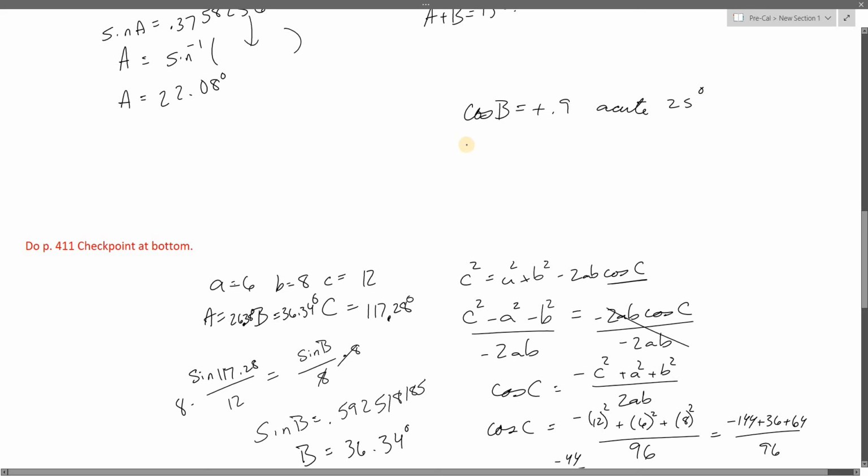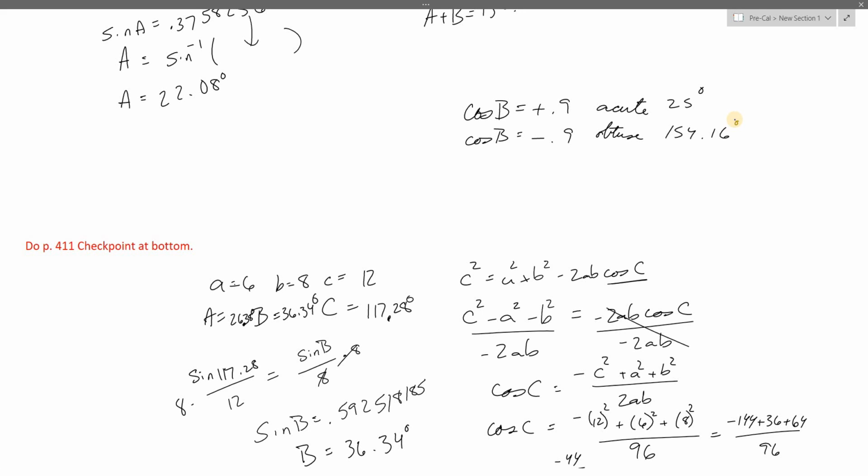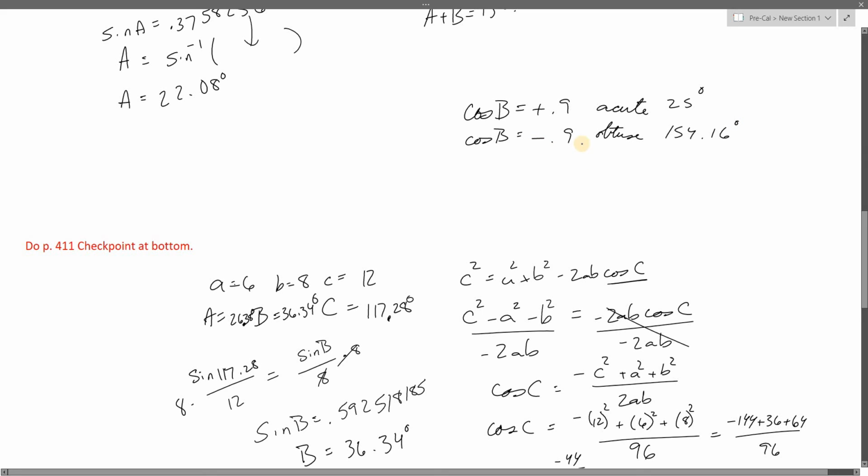But if it was negative, so for instance cosine of B in that last problem was, let's say, negative 0.9. Well, if I take the inverse cosine of negative 0.9, I get an obtuse angle, and that is going to be 154.16 degrees. So what they're saying at the top is if you find the largest angle, you can actually make a determination whether or not we're dealing with acute or not. If cosine's positive, you get an acute. If cosine's negative, you get an obtuse.